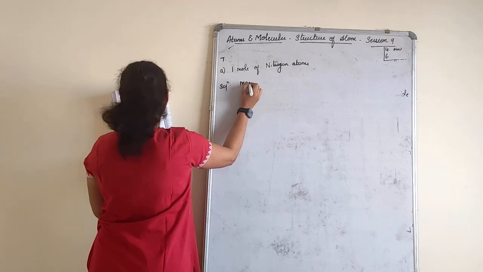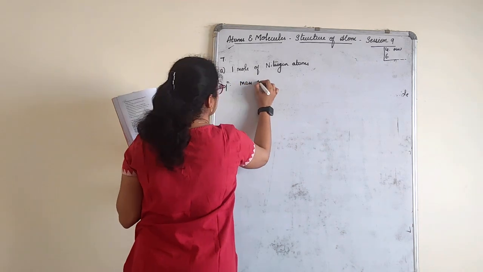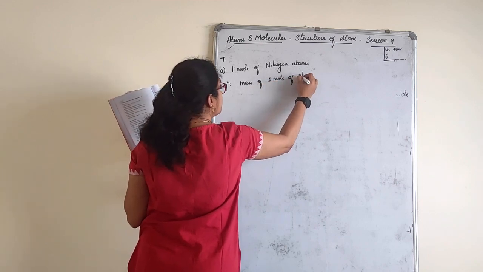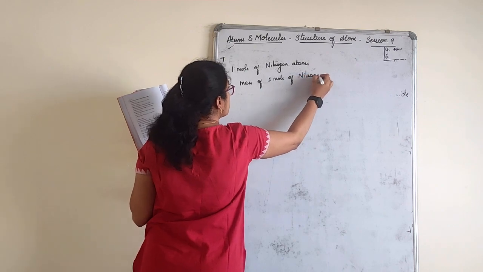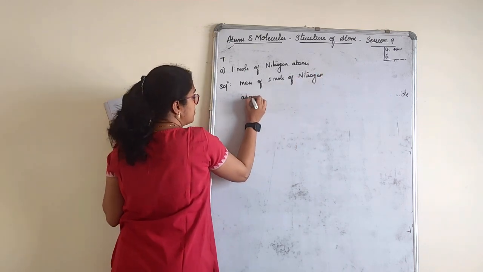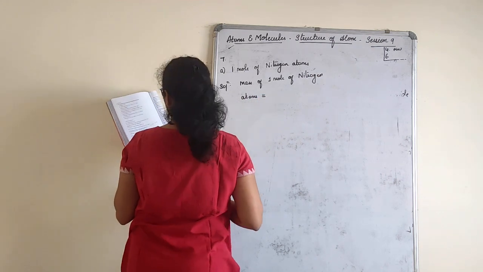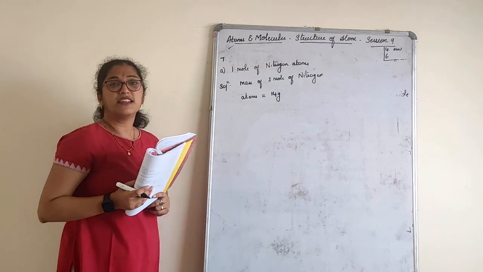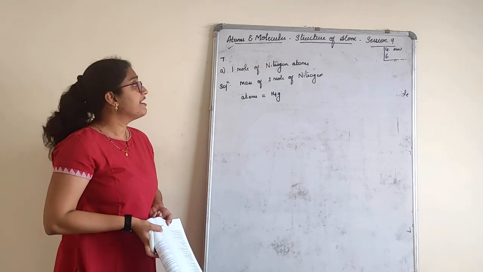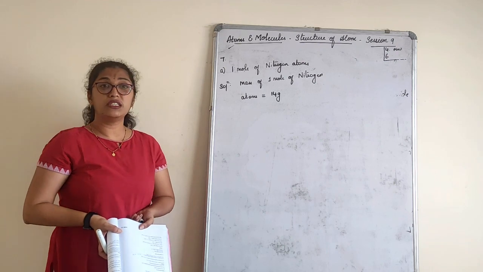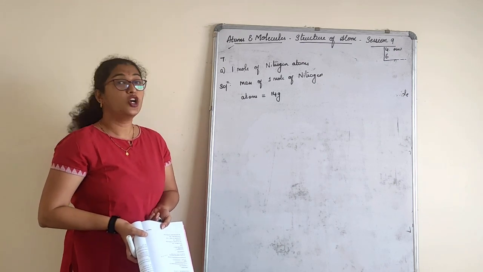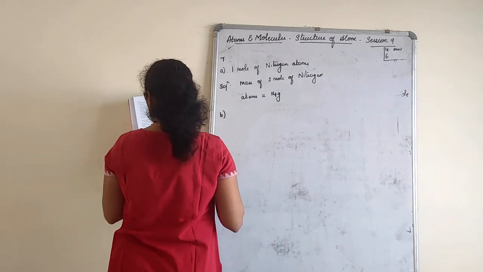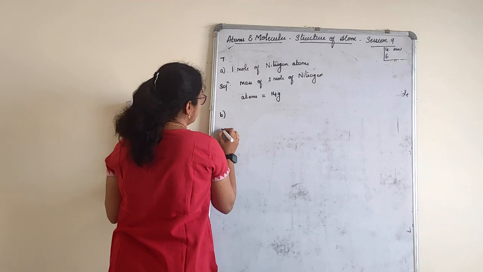mass of 1 mole of nitrogen atoms is what? 14 grams. Why? That is nothing but mass of nitrogen. If I ask you what is 1 mole of nitrogen molecule, then it will become 2 into 14 because it is N2. Very simple. Second one, 4 moles of aluminium atom.